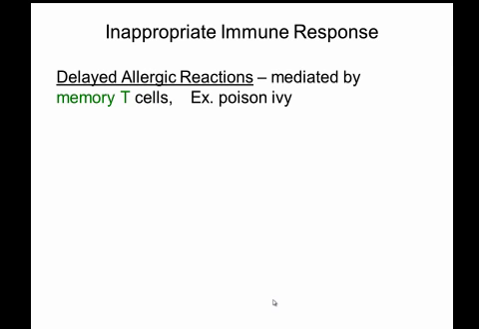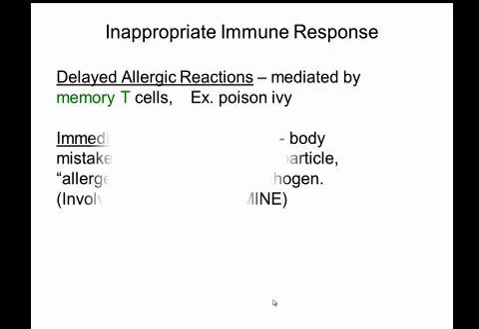There are a number of situations where we have an inappropriate immune response. A delayed allergic reaction involves memory T cells. An example of this is poison ivy. There is an oil in poison ivy plants that can penetrate layers of the epidermis and bind to plasma membranes of some of our own cells, and then memory cells recognize that as a pathogen and will attack.